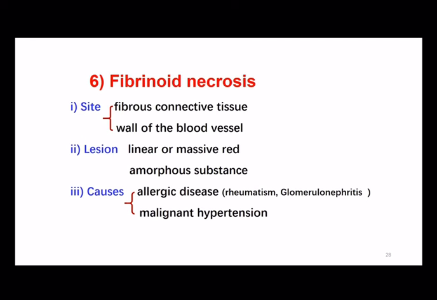It is a special form of necrosis. The common site is fibrous connective tissue and the wall of blood vessels. The lesion is a linear or massive red amorphous substance. It's usually caused by malignant hypertension, immunologically mediated diseases such as polyarteritis nodosum, and rheumatism.